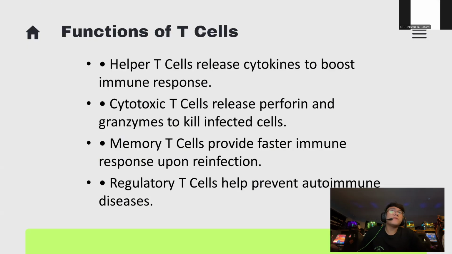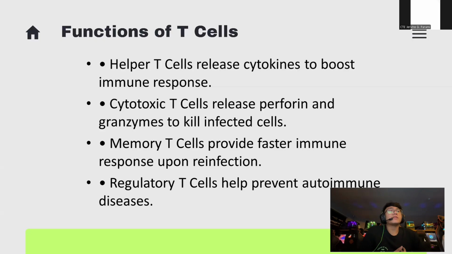The second one is cytotoxic T cells, which release perforin and granzymes to kill infected cells. The CD8 T cells are the primary executors of cellular immunity, directly attacking and destroying virus-infected, cancerous, or foreign cells through the release of perforins and granzymes. The third one is the memory T cells, which provide a faster immune response upon reinfection. These memory T cells provide immunological memory.